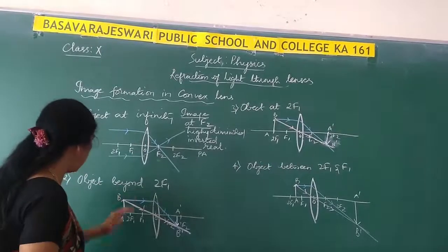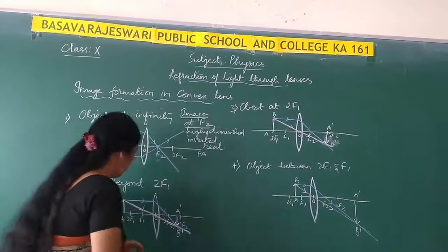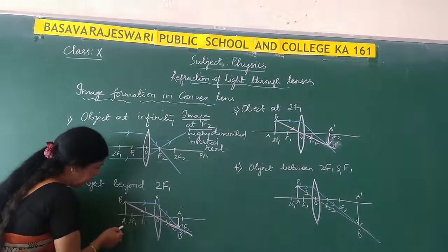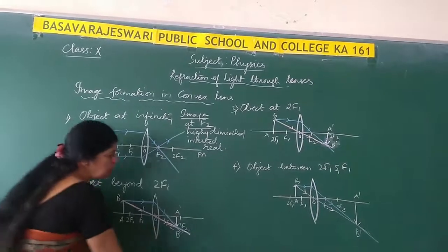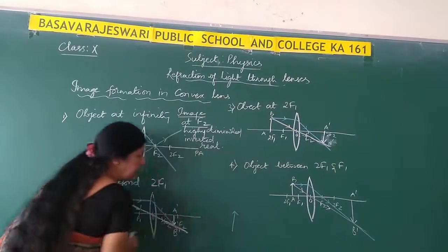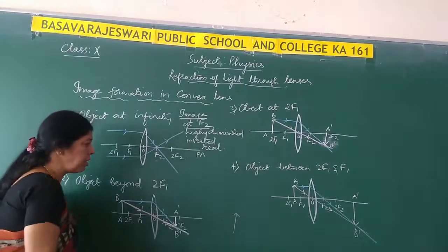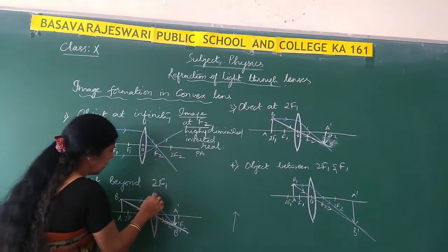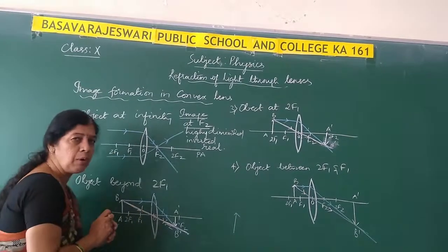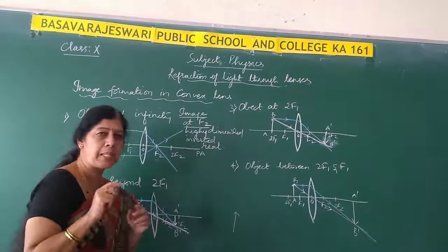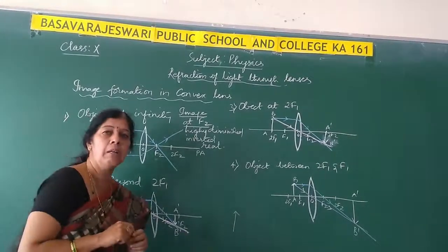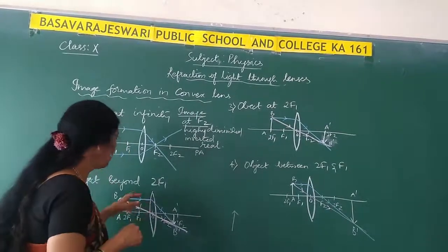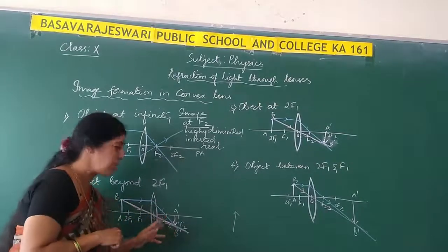Next, coming to the second case, object beyond 2f1. Here again I have considered the linear object, which I have named AB. Always show the object as a straight line with an arrow mark, so it will be easy to identify in the ray diagram. As I told you in my previous video, we have to consider 3 rays: one ray passing through the optic center, another ray coming from the object and incident through the principal focus, and the third ray parallel to the principal axis of the lens.